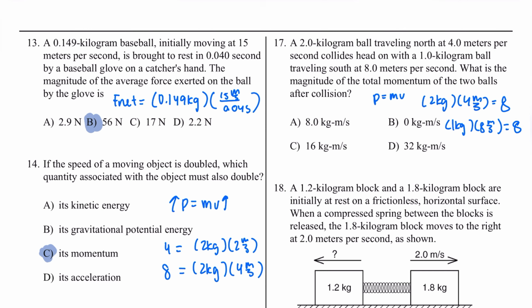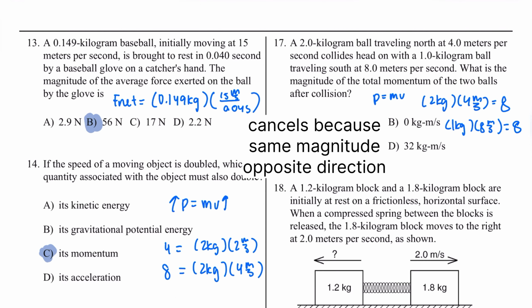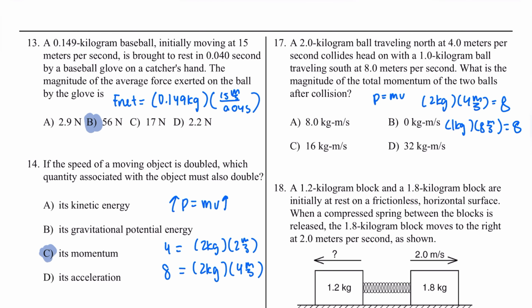Let's look at the wording of this question. Remember that the two balls are traveling north and south, which are opposite directions. That means that when they collide, their momentum is going to cancel out and become 0 because they're going in opposite directions. So it's like one of their values is negative. So for example, like 8 plus negative 8, that's going to equal 0. So our answer here is going to be choice B.